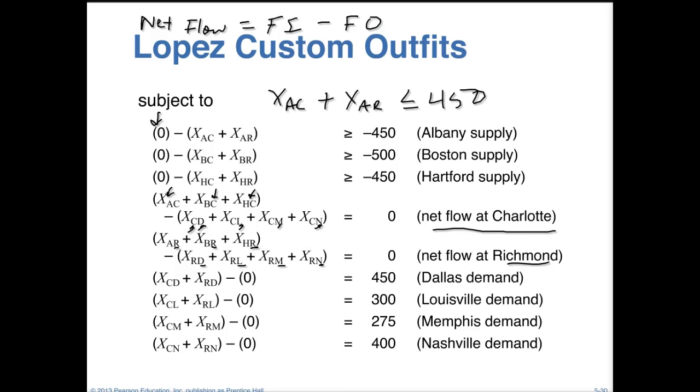And again, for our demand nodes, we're receiving everything going in, but nothing going out of the demand node. So for Dallas, for instance, we see that we have product coming from Charlotte and product coming from Richmond, but nothing's leaving because that's where our end customer is. So we don't want to ship it somewhere else. Of course, all these other ones follow suit.